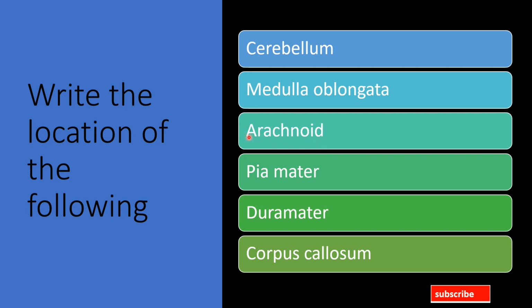Arachnoid. Where is the location of arachnoid? Arachnoid is the middle layer of meninges. It is located between dura mater and pia mater. Pia mater is the innermost layer of meninges. It is located just below the arachnoid. Dura mater is the outermost layer of meninges. It is located just above the arachnoid. Then corpus callosum. It is located between the two cerebral hemispheres.